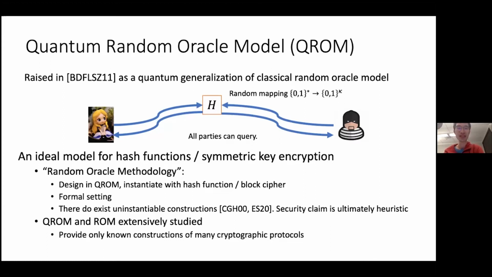We can design protocols in this model. And in practice, we instantiate the oracle with hash functions or block ciphers. This is called the random oracle methodology. We note that there do exist unsound constructions, like the constructions given in this paper. The security claim of a protocol in this model, when we instantiate it, is ultimately heuristic. But on the other hand, these two models are extensively studied and widely accepted in cryptography, and they provide the only known constructions of many cryptographic protocols.